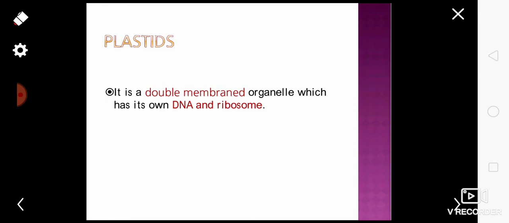Plastids are double membraned organelles which have their own DNA and ribosomes. And the main thing is plastids exist only in plant cells. In animal cells, plastids are absent.